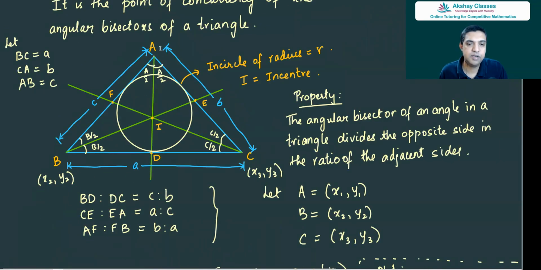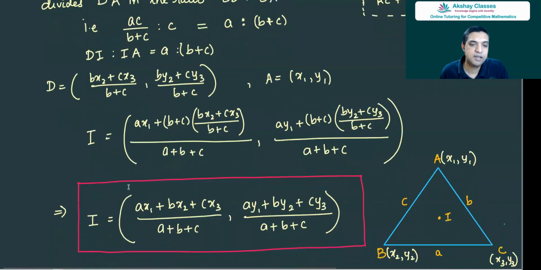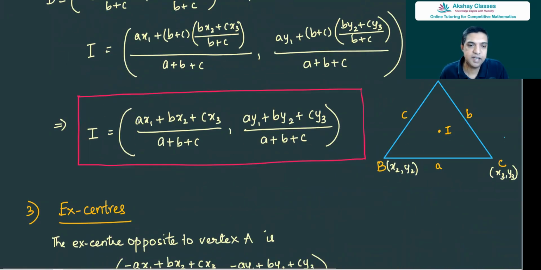A x1 y1, B x2 y2, C x3 y3 are 3 points. And side length opposite to vertex A is denoted by small a. The side opposite to vertex B is denoted by small b, and side opposite to vertex C is denoted by small c. And then the incenter formula is this: a x1 plus b x2 plus c x3 upon a plus b plus c, a y1 plus b y2 plus c y3 upon a plus b plus c.